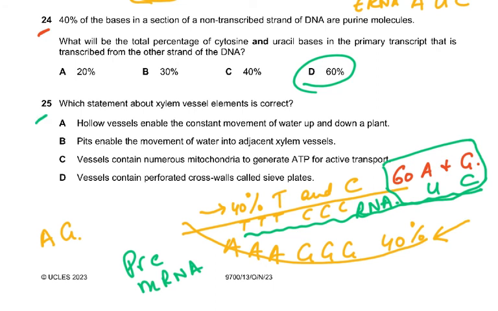Question number 25. Which statement about xylem vessel elements is correct? The answer is B. Pits enable the movement of water into adjacent xylem vessels. But why are the others wrong? Hollow vessels enable the constant movement of water up and down. That's wrong. In xylem, it is not up and down. In phloem, in some of the tubes, it's up and some down. It's bidirectional.